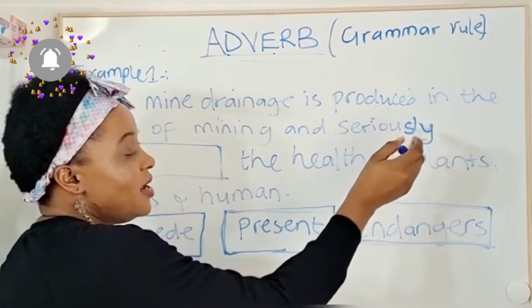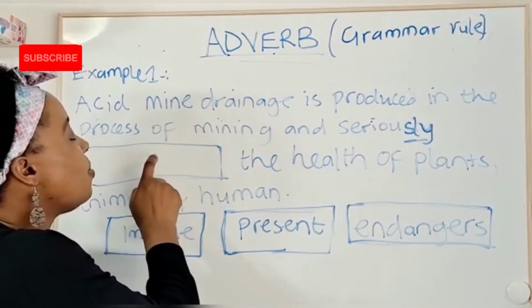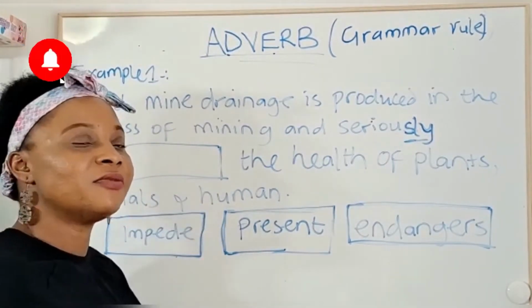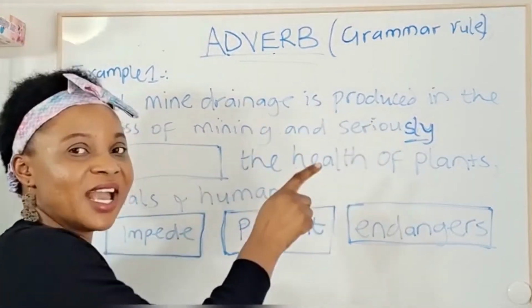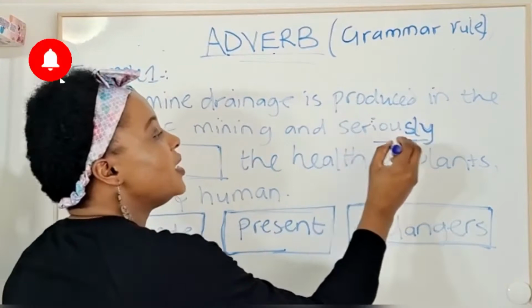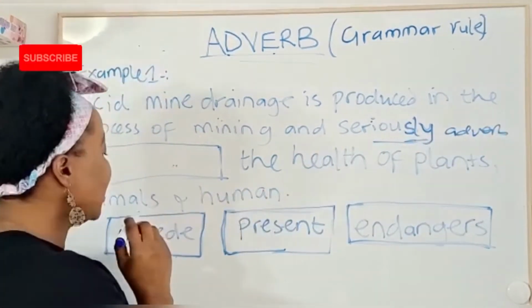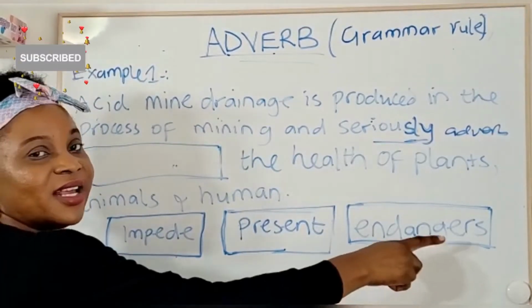Most adverbs end in ly. So already we have an adverb here. Now what will be here? What will be here will either be a verb, an adverb, or an adjective. But what is after the blank will also determine what will be here, and not just what is before it. So here we already know that this word is an adverb. So let's find out what will be here, and then let's look at the options we have. We have impede, we have present, we have endangers.